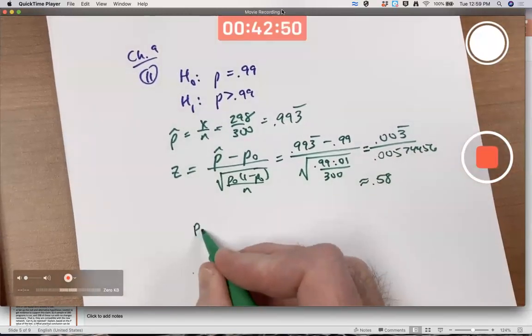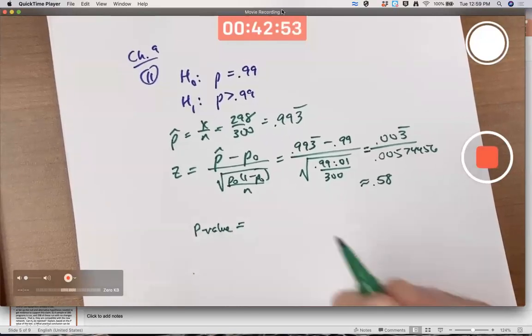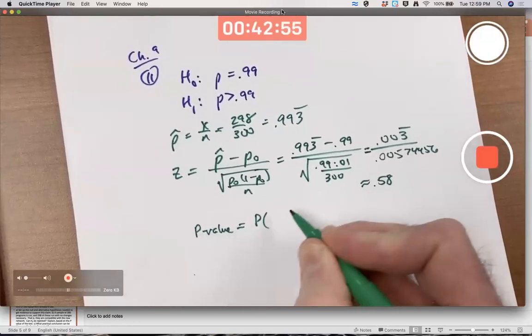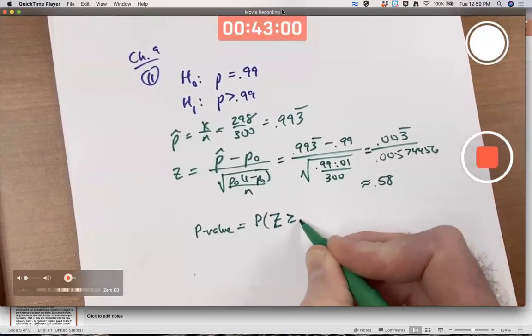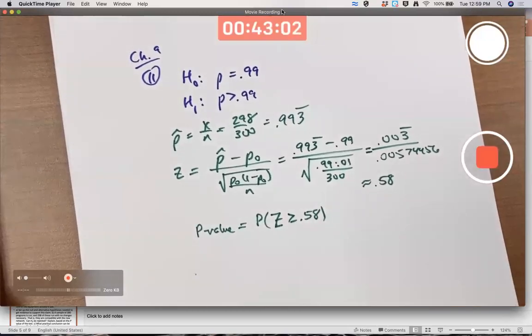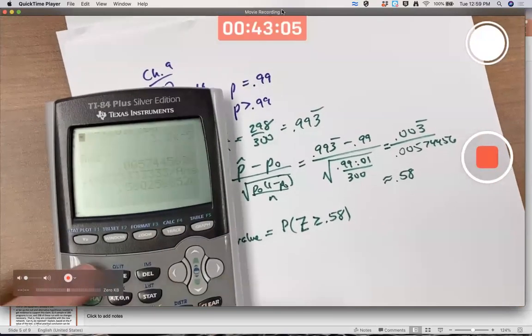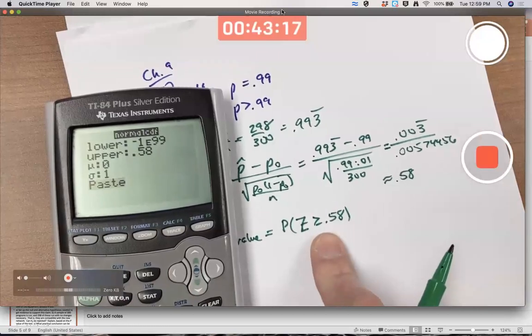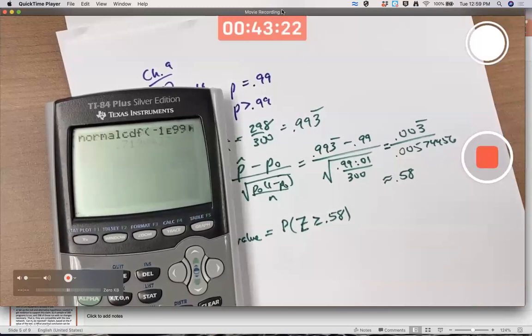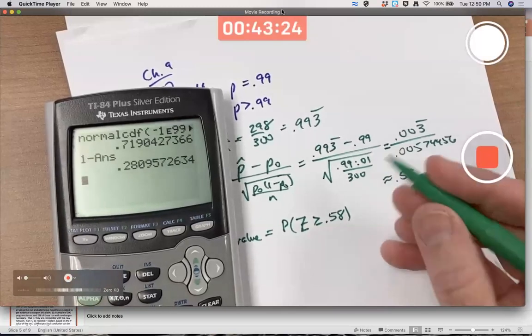So the p-value of the test now, because it's a right-tailed test yet again, is the probability that capital Z, a standard normal random variable, is greater than or equal to 0.58. Use a normal CDF. Get an answer for the CDF value, because that's a greater than or equal to, we'll have to do 1 minus that. The p-value is about 0.28 here.